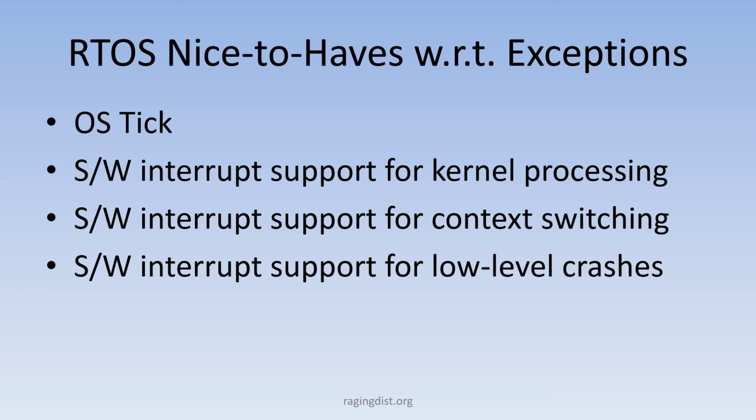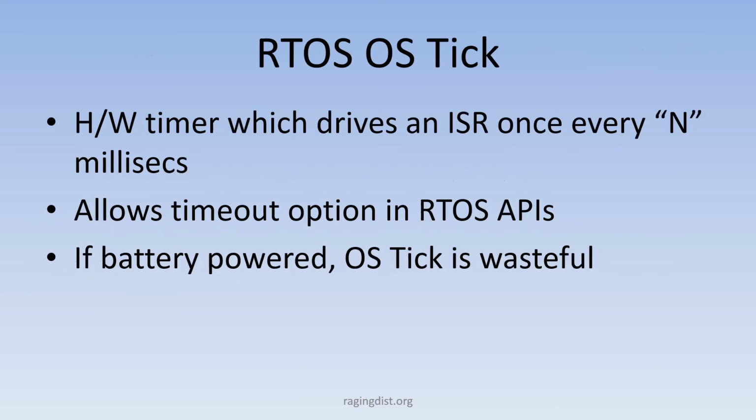Now, the last category here is software interrupts which support low-level crashes like bus faults, illegal instructions. In the ARM architecture, you have usage faults, memory management faults. These things are crashes. So if you don't have these software interrupts and a crash occurs, then you might not find out immediately. You'll probably find out eventually, but you won't have the benefit of knowing immediately when this happens, and this will make your system more difficult to troubleshoot. But it's a nice to have, and it's not a must have.